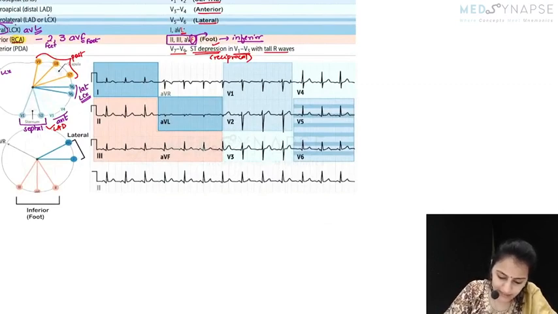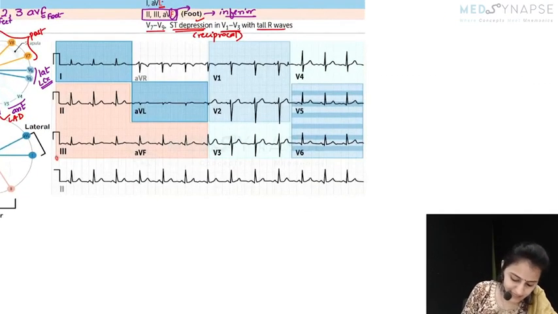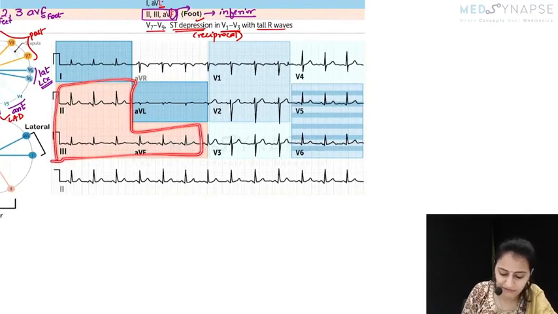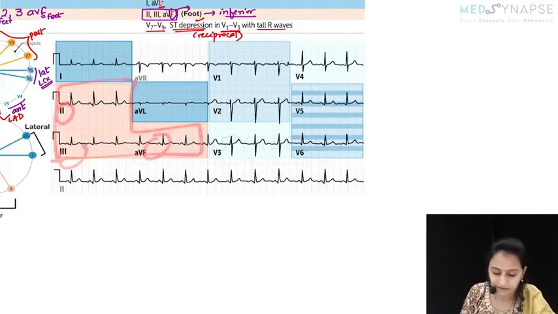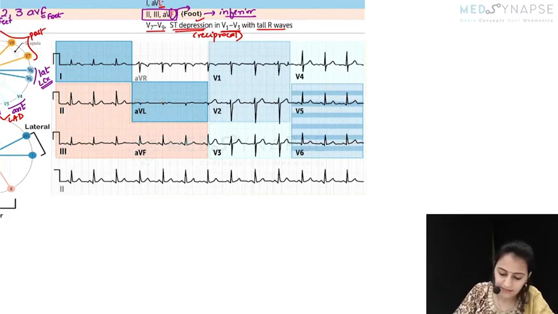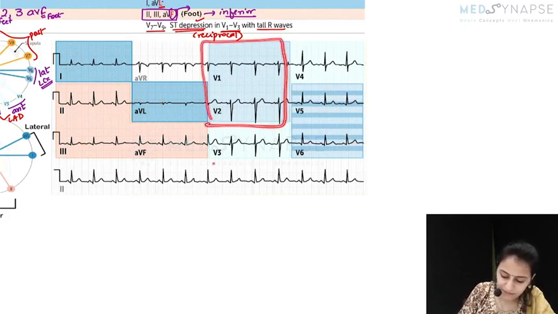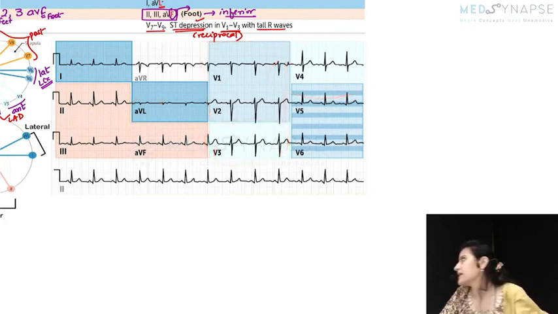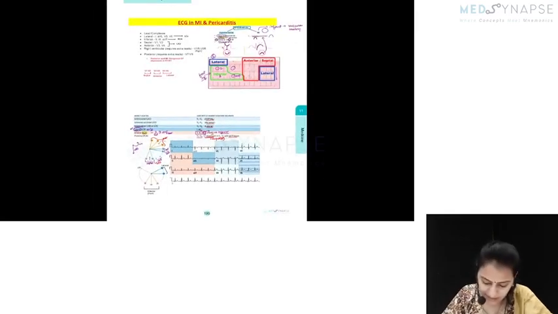So look at the ECG here again. Basically, what is foot shape here is the inferior wall, leads 2, 3, AVF. The lateral aspect is the lateral wall along with the AVL. This is V1, V2 septal, V3, V4 anterior. Okay, that's where you have to see the ST elevation.